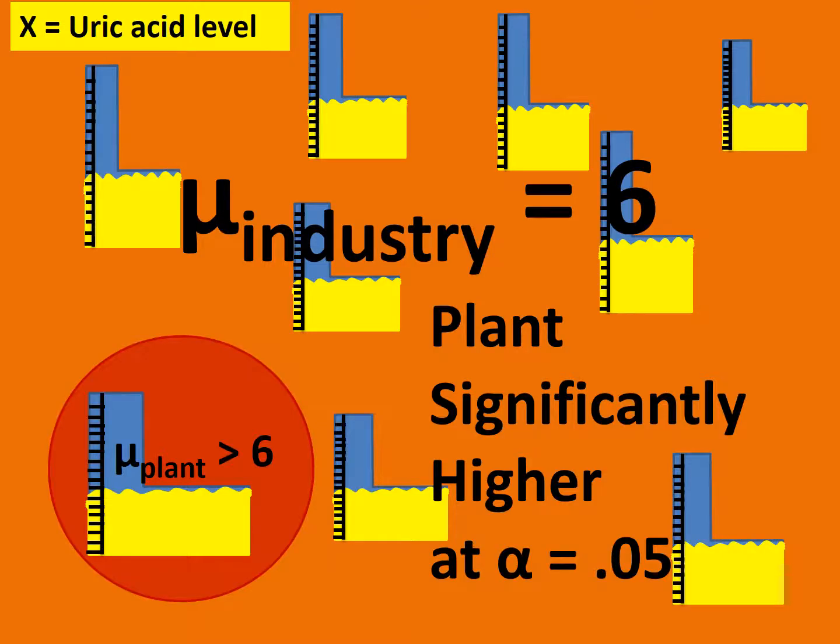In drawing conclusions for our test, it is important that we try to state our decision in terms of the particular problem situation we are considering. In our particular example, we can therefore state that the mean uric acid level of the plant is significantly higher at the 0.05 level of significance than the mean uric acid level for the entire industry. In interpreting this statement, the expression significantly higher refers to the fact that we have drawn our conclusions on the basis of the 7-step procedure we have just outlined.